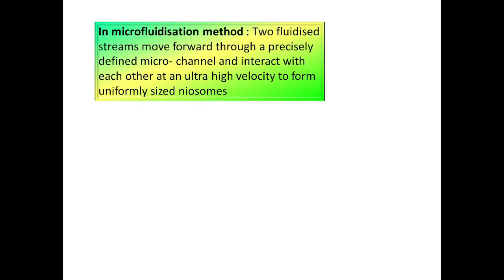Another method is microfluidization method. In this method, two fluidized streams move forward through a precisely defined microchannel and interact with each other at an ultra high velocity, and it will form uniformly sized niosomes.